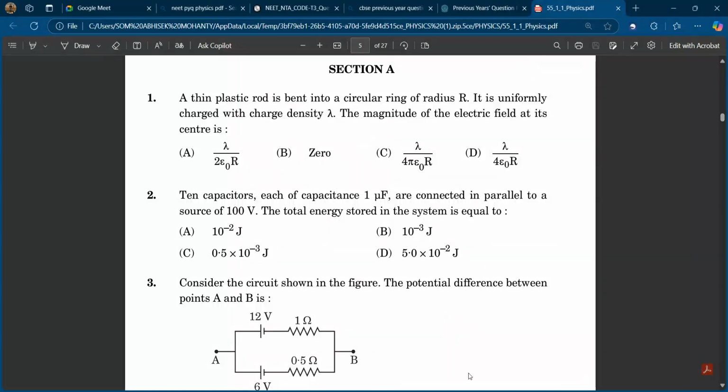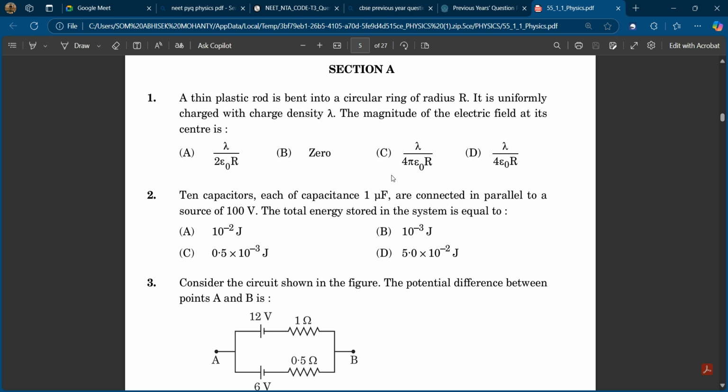Hello everyone, this is a new video where I'll be discussing previous year questions, the physics question paper of the CBSE exam of 12th class. It will be a really interesting video because we'll be discussing all the MCQs and assertion reason questions, 1 mark questions, and if there are numericals also, we'll discuss.